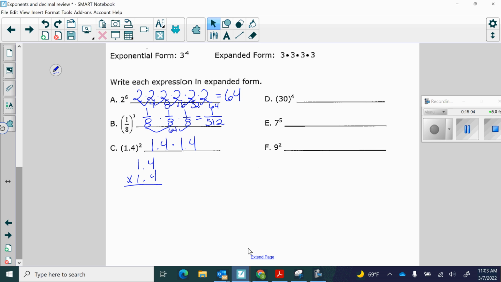So 4 times 4 is? 16. Carry my 1. 4 times 1 is 4, plus 1 is 5. Cross that out, put my placeholder. 1 times everything is itself. So that's 6, 9, 1. There are 2 numbers after decimals in the problem, so there should be 2 numbers after the decimal in my answer. And I get 1 and 96 hundredths.